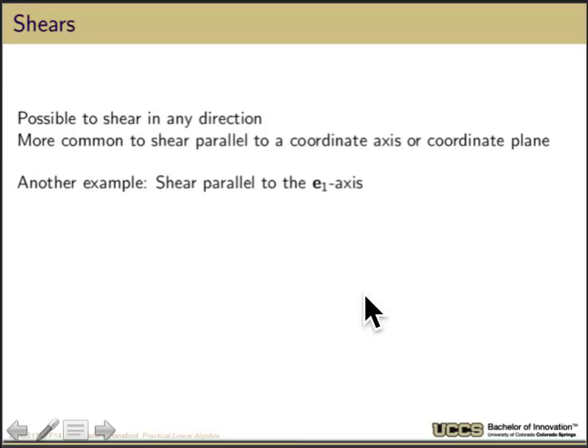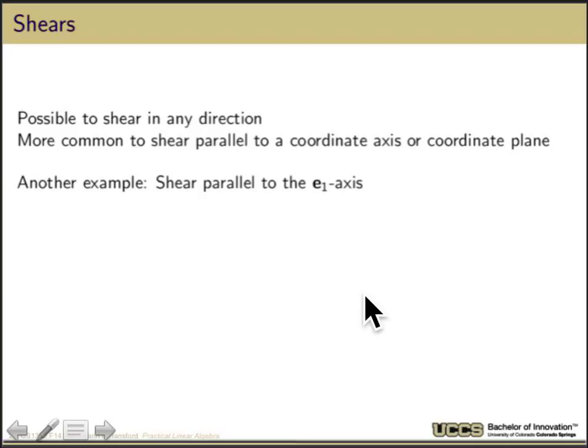So it's possible to shear in any direction. It's more common to shear parallel to the coordinate axis or coordinate plane. So just as another example, let's say I just wanted to shear parallel to the E1 axis. Okay, how would I do that? Think about what that matrix would look like.